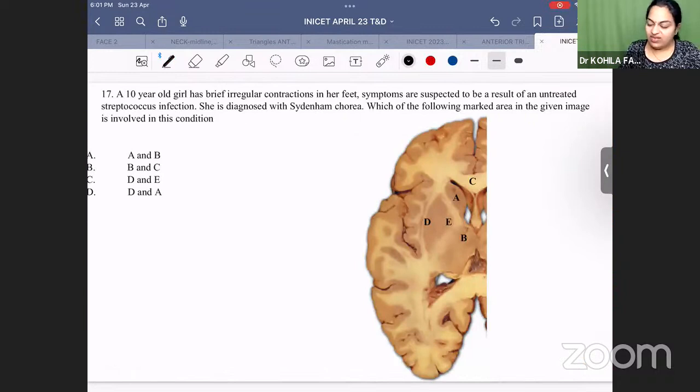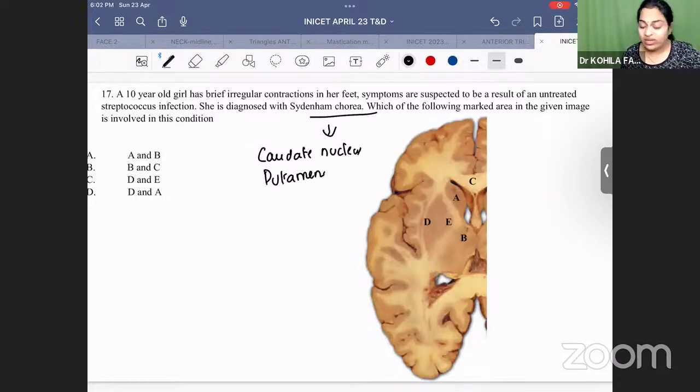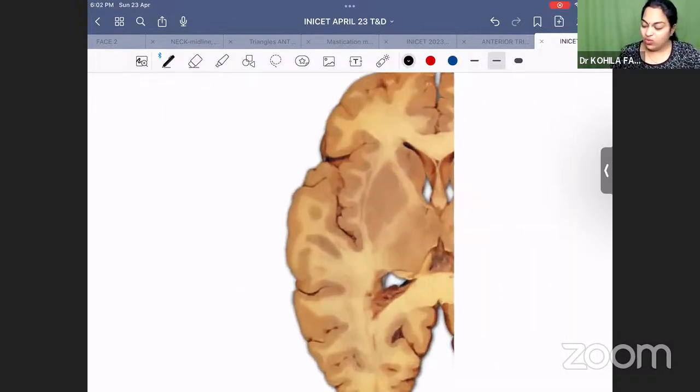This was another easy one. So chorea. You should know what are the parts affected in chorea, right? So chorea, the lesion involves the caudate nucleus and putamen. Okay. So in this image-based question, you should be able to identify whatever label. Here, what is this? This is the corpus callosum, right? The genu of the corpus callosum.